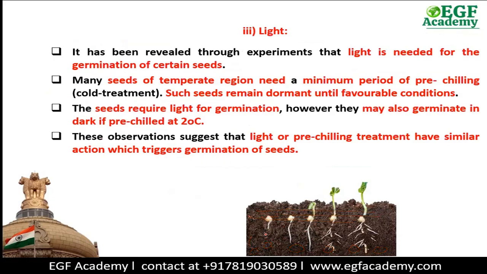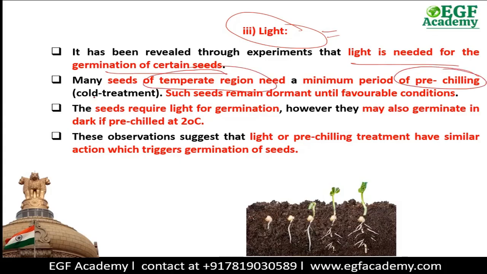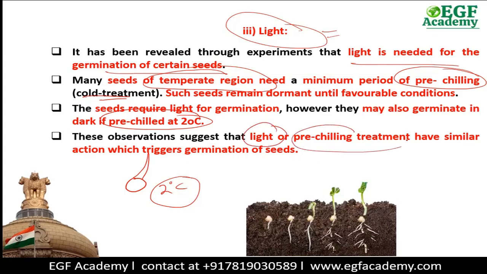Then the third factor for seed germination is light. Light is very important. Light is required for the germination of seeds. For some seeds, especially some plants which are found in temperate regions, they need pre-chilling, cold treatment. It means that before germination, the seeds have to reach a minimum temperature. For example, when they are exposed to a temperature of up to 2 degrees Celsius, they will reach a pre-chilled condition, and only then they will germinate. So both things are needed. Firstly, they need a particular amount of light, and secondly, they also need pre-chilling.